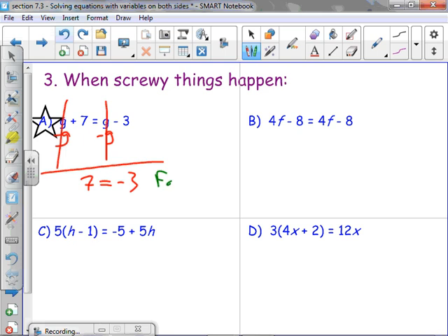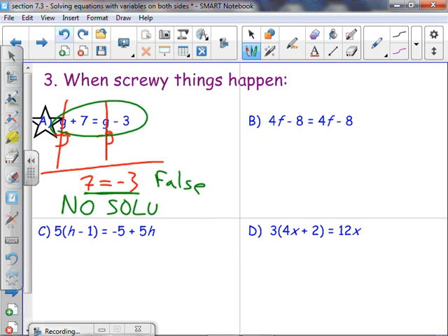So what this equation up here is actually saying is some number plus 7 equals that same number plus negative 3, which can absolutely never happen. What we have shown, when you get something screwy like this, a statement without variables that you know is false, what you write is that there is no solution.